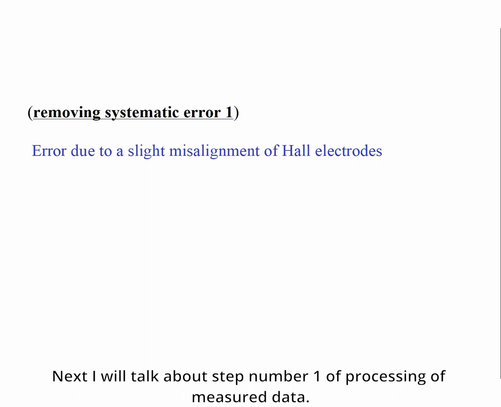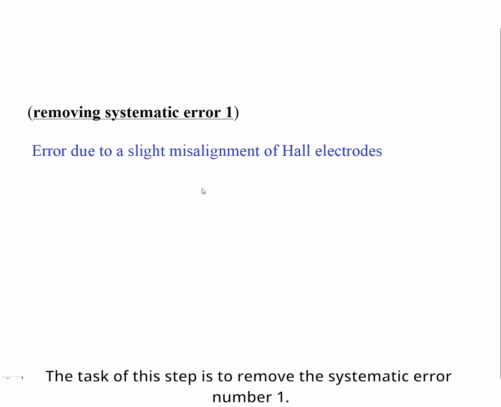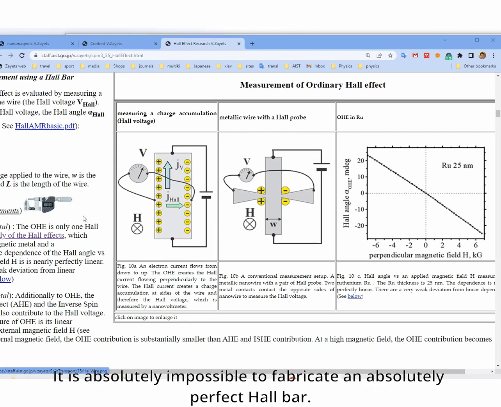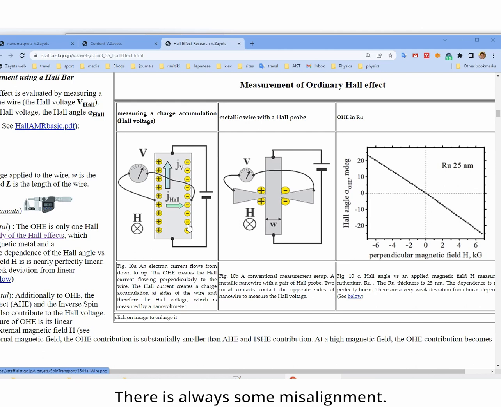Next, I will talk about step number 1 of processing measurement data. The task of this step is to remove the systematic error number 1. The error is due to the slight misalignment of the Hall electrodes. It is absolutely impossible to fabricate an absolutely perfect Hall bar. There is always some misalignment.